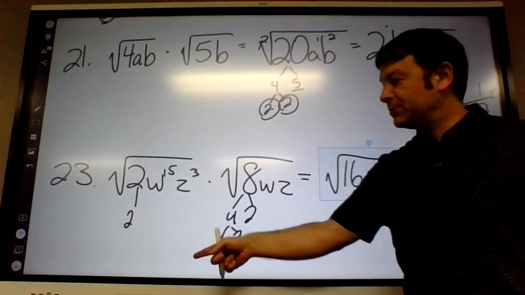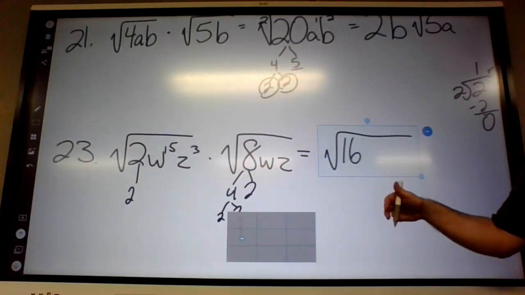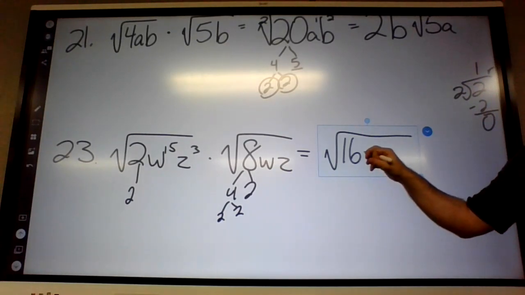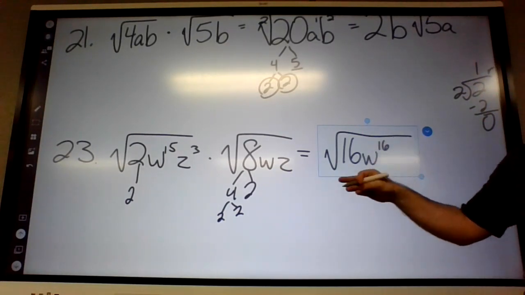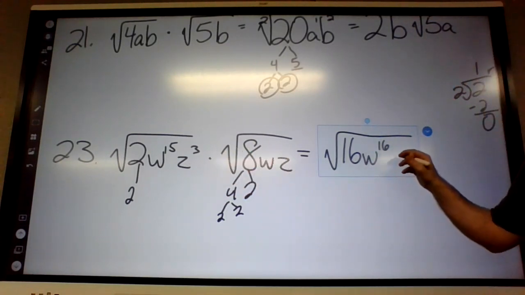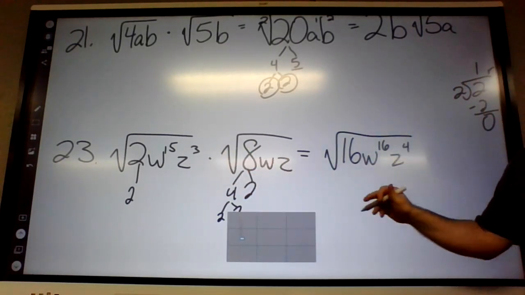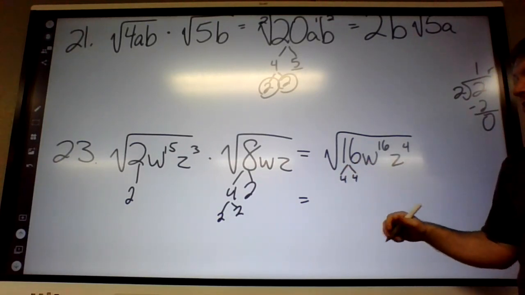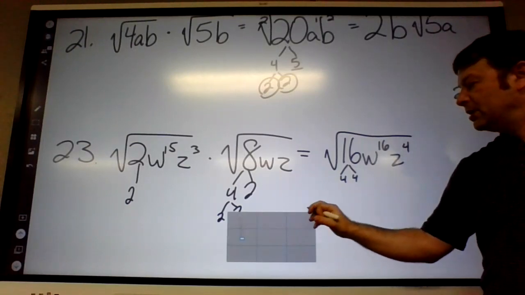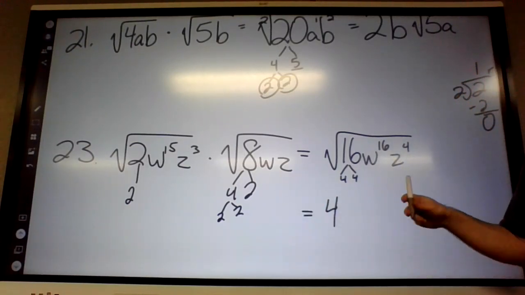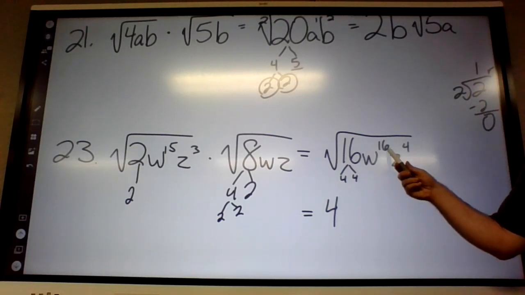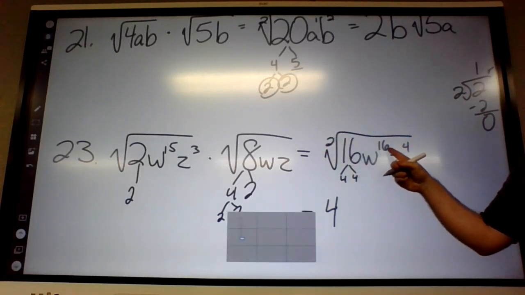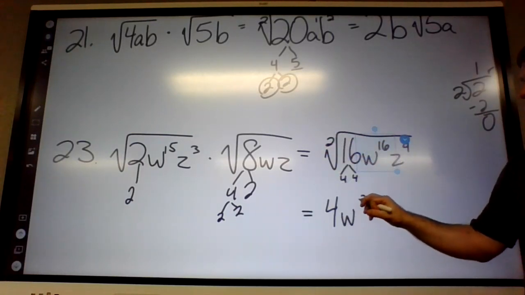You get double 2's, which is 4. But anyway, how many w's do we have here? w^15 times w, w^16, z to the third times z, z to the fourth. Okay, square root of 16. I could do a tree with that, but basically the square root of 16 is just 4. So 4 comes out. And then what am I going to do with the exponent here? You remember? You're right. 16 divided by 2, basically. So it's w to the 8th.